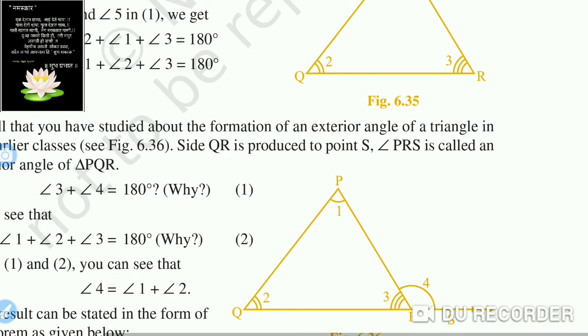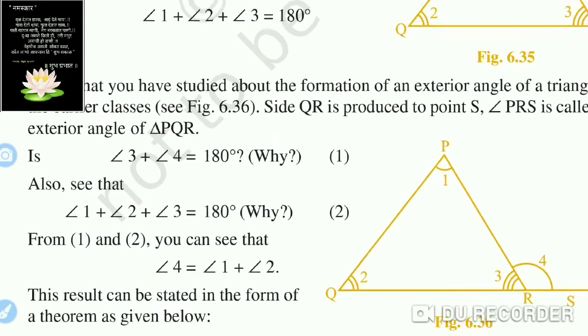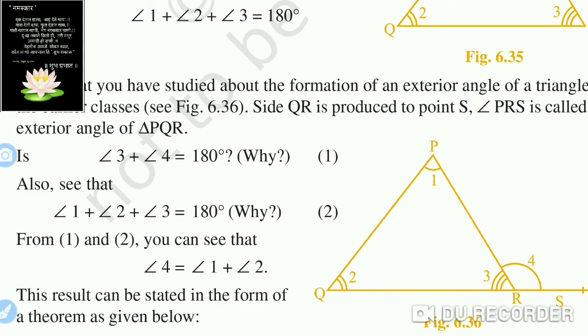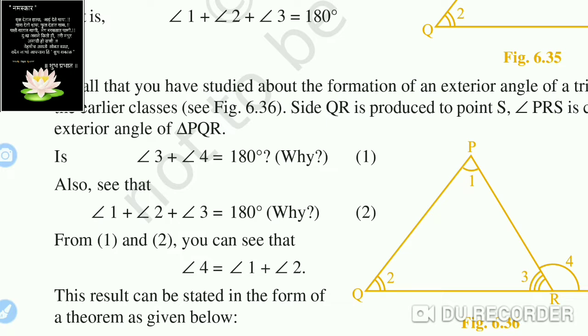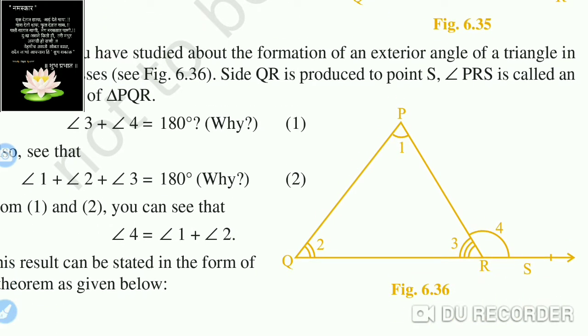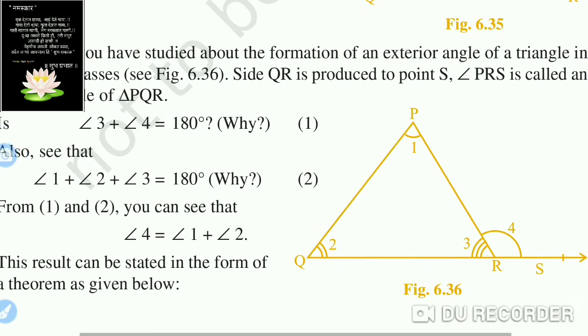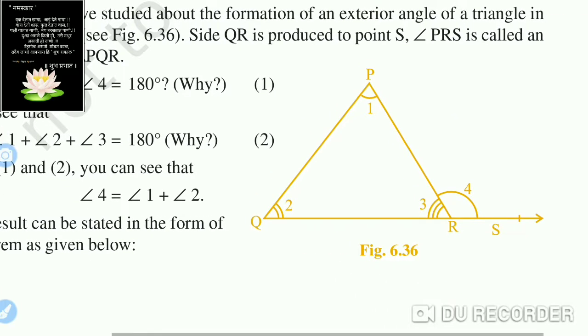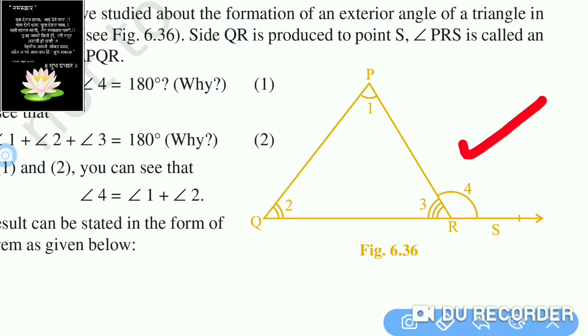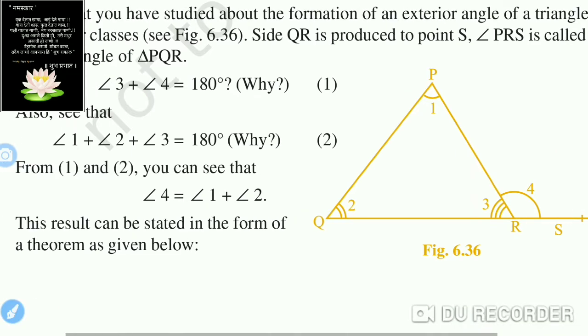Okay, now what is written here: recall that you have studied about the formation of the exterior angle of a triangle in the earlier classes. So if in this figure side QR is produced to the point S, angle PRS is called an exterior angle of triangle PQR. So here you can see this angle PRS is the exterior angle. Now you have studied the exterior angle property.